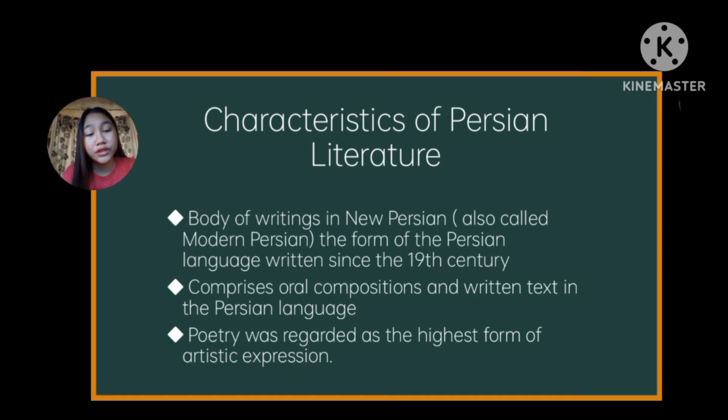So, Persian literature is characterized by its use of New Persian, the form of the language in use since the 19th century. It includes both oral compositions and written text, reflecting the rich cultural heritage of the Persian-speaking world. Poetry holds a central place in Persian literature, revered as the highest form of artistic expression.